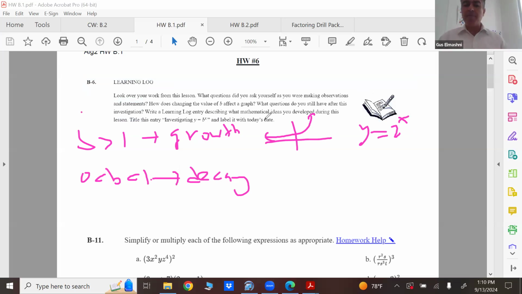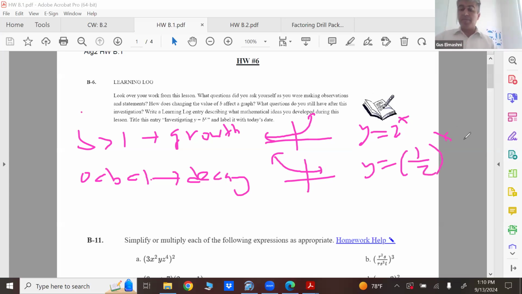It just keeps doubling. Decay looks like this. It's dropping. A good example would be y equals 1/2 to the x. So whenever b is between 0 and 1, we expect the graph to decline pretty quickly. You can say things like that, whatever you want to say about what we did, it's up to you, but that's a takeaway. So basically, what was the takeaway from the last lesson? Jimmy, go ahead.